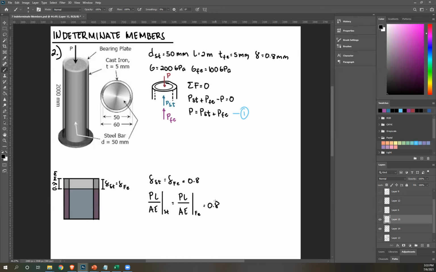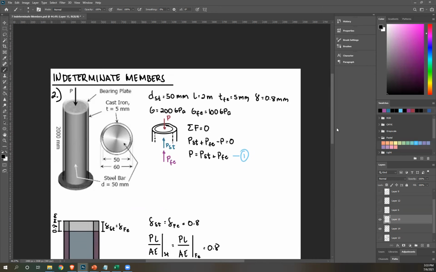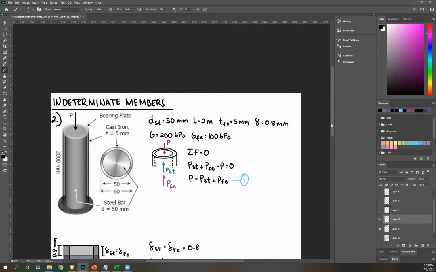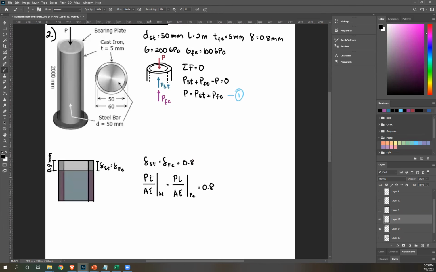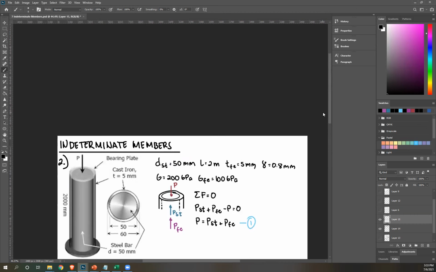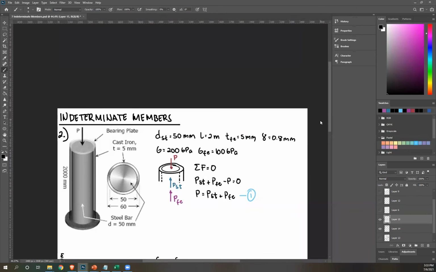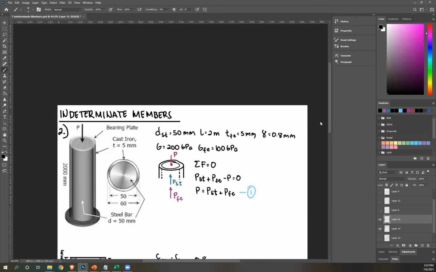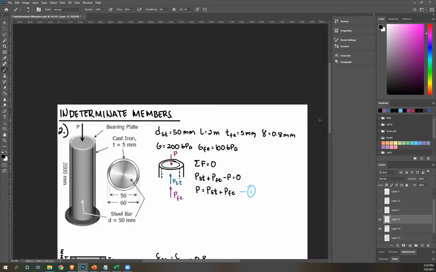Next step, sub in your values. Once again, original length of iron and steel are the same, 2 meters. So we can just cancel that out. Next, P. This P is the force exerted by your steel. So that's PST. Cross-sectional area, is it given? Nope. Compute for it. So the total diameter of everything is 60, right? But for steel, it's only 50.